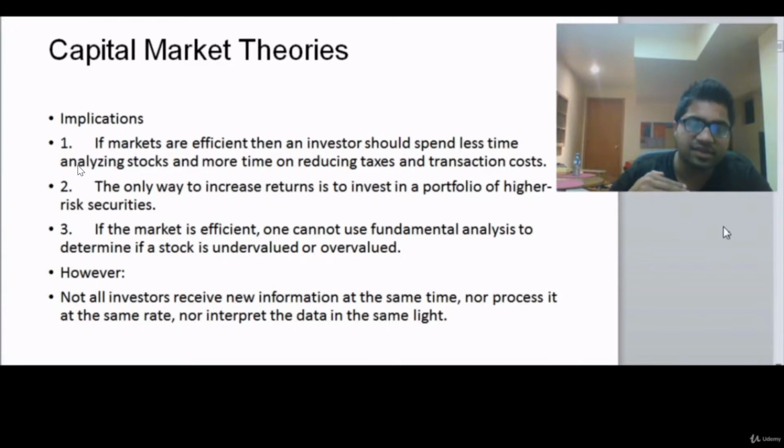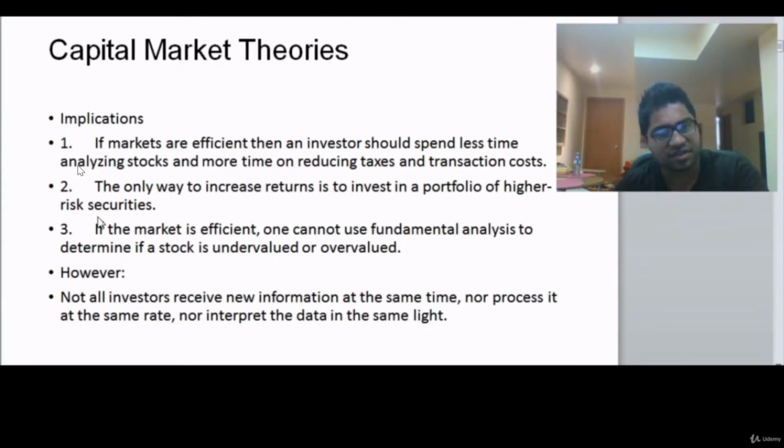Weak form means technicals don't work because the past is reflected in price. Semi-strong form means fundamentals and technicals don't work, but you can still beat the markets by using insider information. Then strong form efficiency, in which nothing works, even insider information, and you cannot beat the market. So the best way is the passive investment approach.